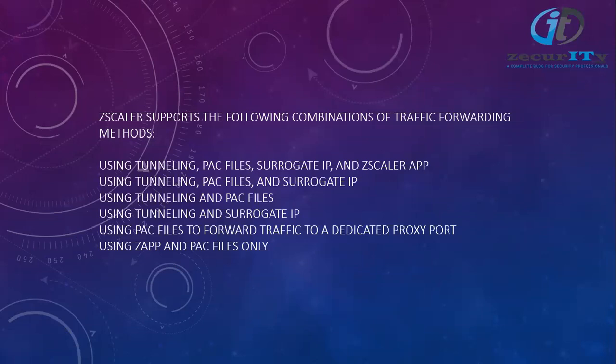Zscaler also recommends combinations of traffic forwarding methods like tunneling, PAC files, surrogate IP, and Zscaler App when they are inside the corporate network. Tunneling, PAC files, and surrogate IP options are also supported without Zscaler App when they are inside the corporate network. Tunneling and PAC files are also supported. Tunneling here means GRE or IPsec. So tunneling with surrogate IP is also used.